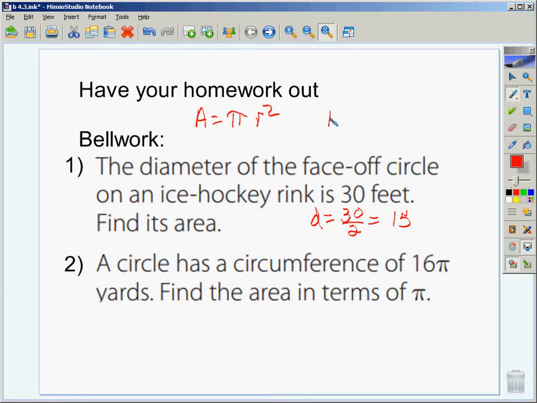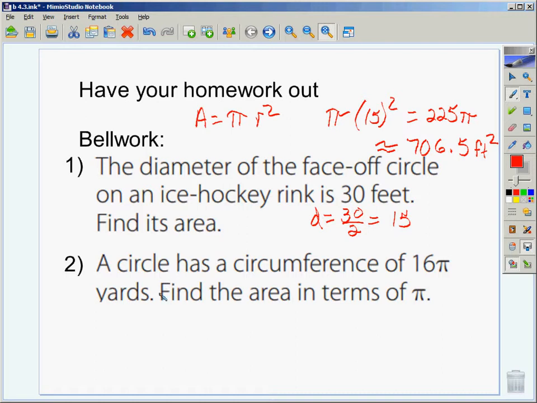So this would be pi times 15 squared. 15 squared is 225. If I wanted to leave pi in the answer, it would simply be 225 pi. If I multiply by 3.14, it'd be 225 times 3.14, which would give me 706.5. It should be with a squiggly equal sign, and this would be feet squared.